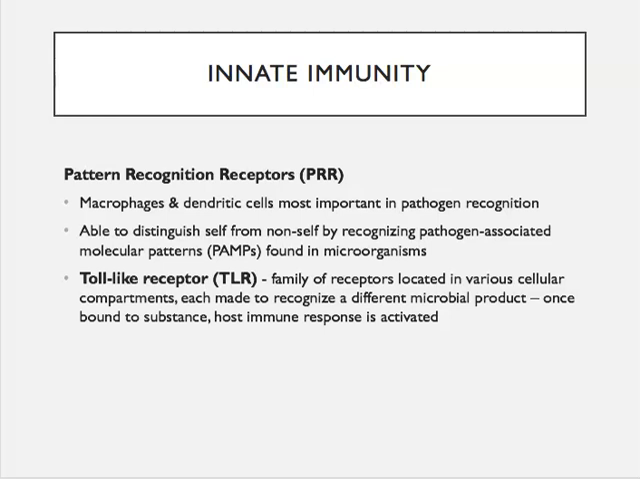So examples of that would be the peptidoglycan in the cell wall of your gram-positive bacteria, lipopolysaccharides in the gram-negative bacteria, zymosan in yeast, and flagellin in bacteria that have flagella. And then our toll-like receptors, so this is a family of receptors located in various cellular compartments. Each of them is made to recognize a different microbial product. And once it gets bound to that substance, the host immune response is activated.